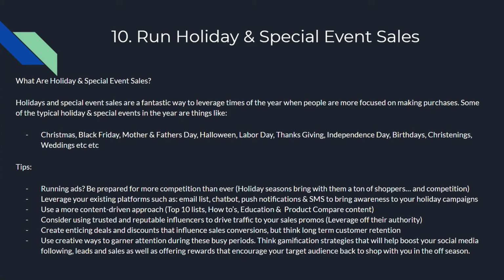You can also use a more content-driven approach, so things like top 10 lists, how-tos, education, product compare content, all this kind of content, when you put it out there to your audience, helps them make an educated decision on what to purchase throughout these times of year. Okay, so you can educate them, the top 10 lists, just give them a picture of what they could be buying, and ideas are nurtured through that.